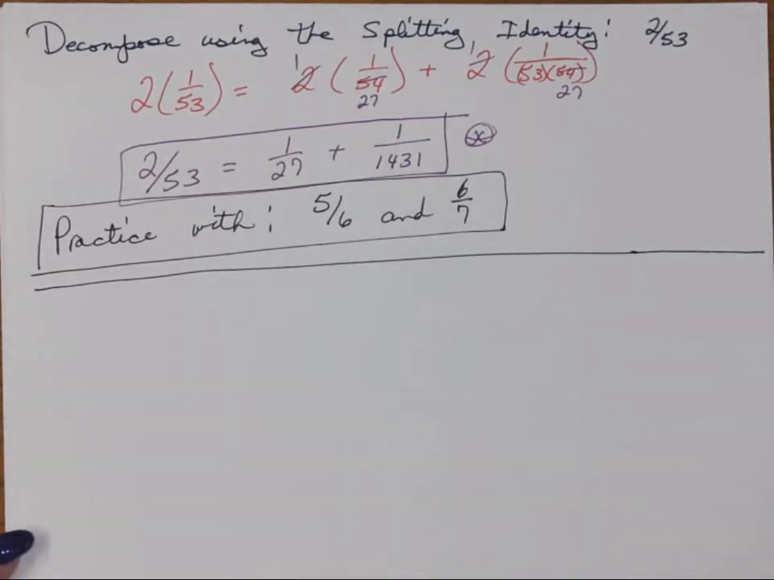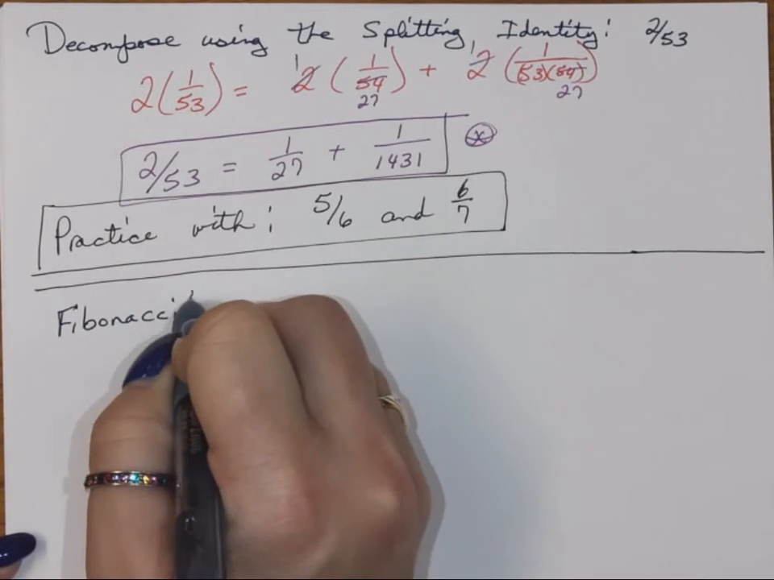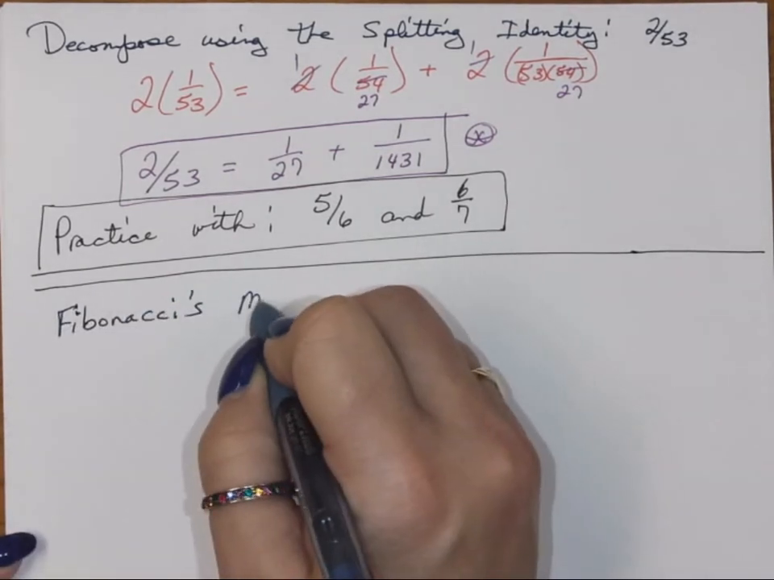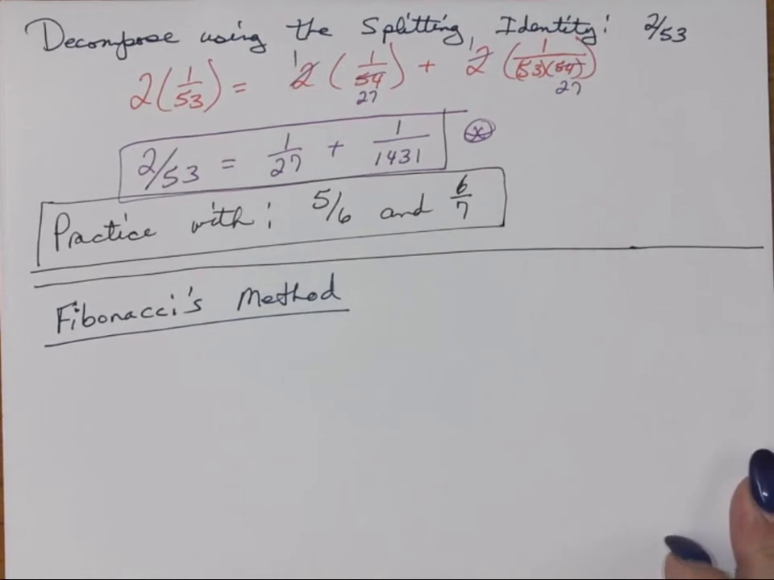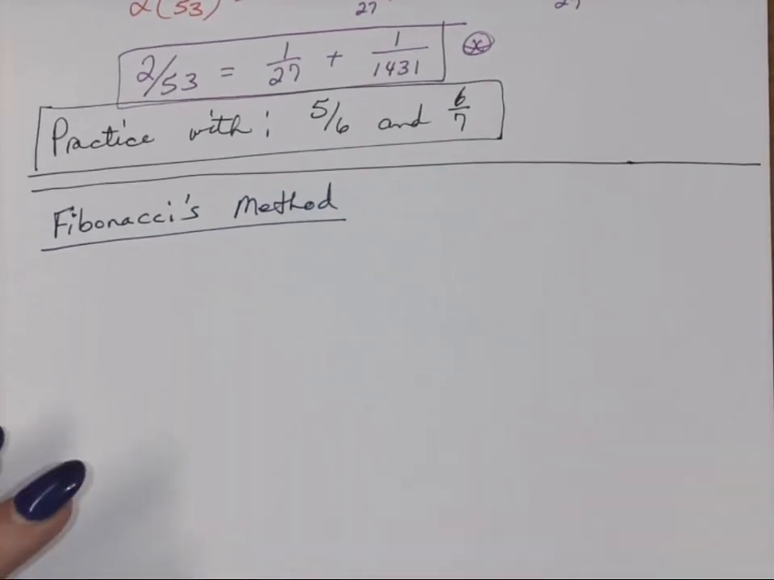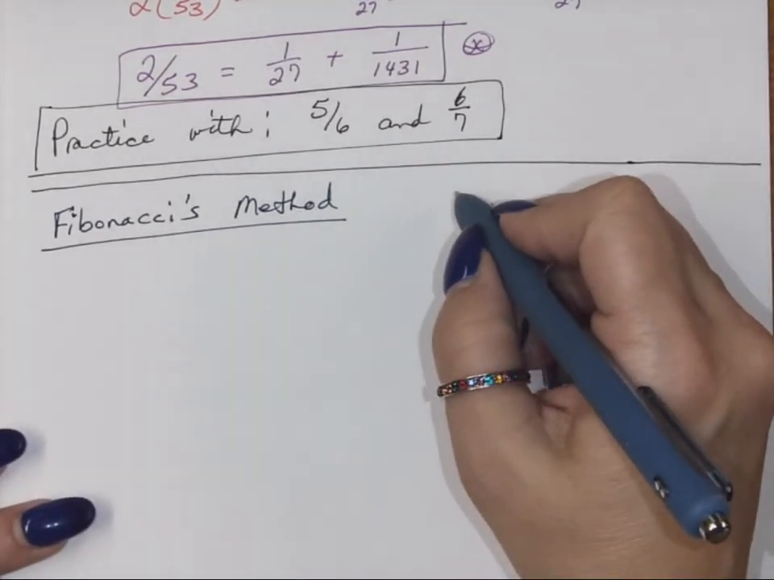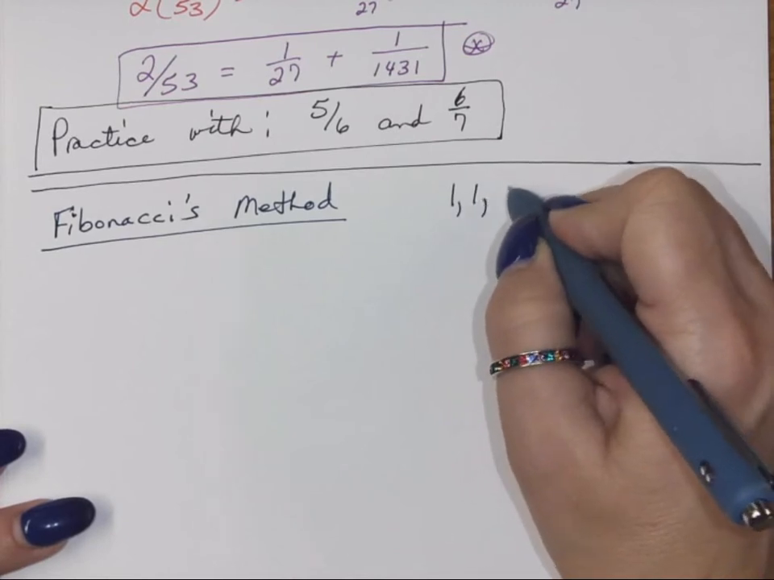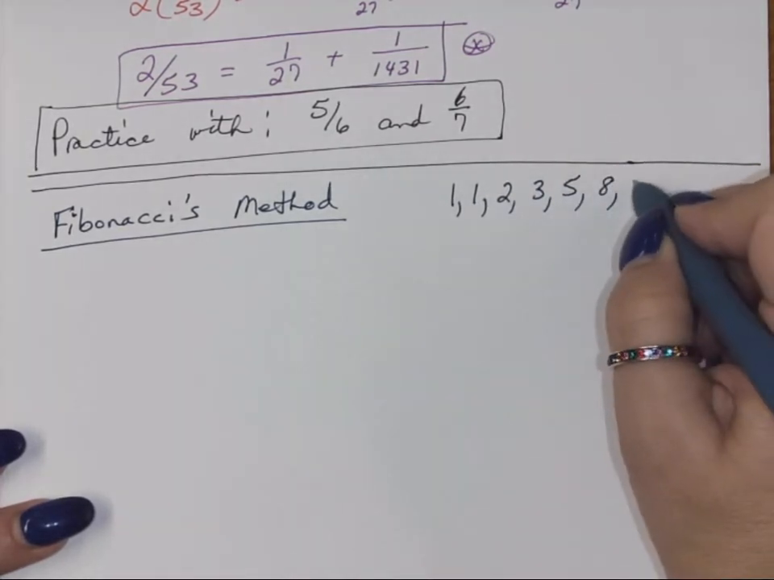All right, so my second method. The second method for the evening is called Fibonacci's method. And Fibonacci's method is actually maybe a bit of a misnomer. If you don't know who Fibonacci is, go look him up. We'll talk about him probably around spring break. He had a lovely sequence that looks like this.